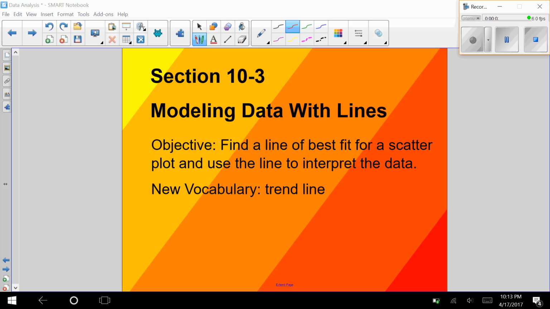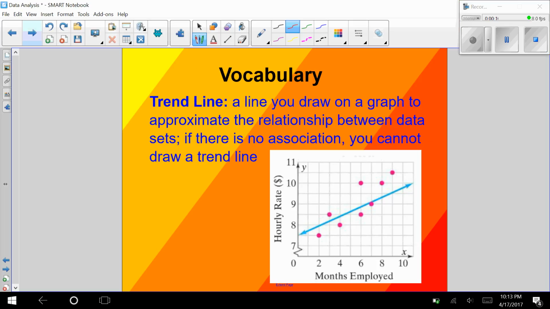This is modeling data with lines. Our objective today is to find a line of best fit for a scatter plot and use the line to interpret the data. Let's start with our vocabulary. A trend line is a line that you draw on a graph to approximate the relationship between data sets.